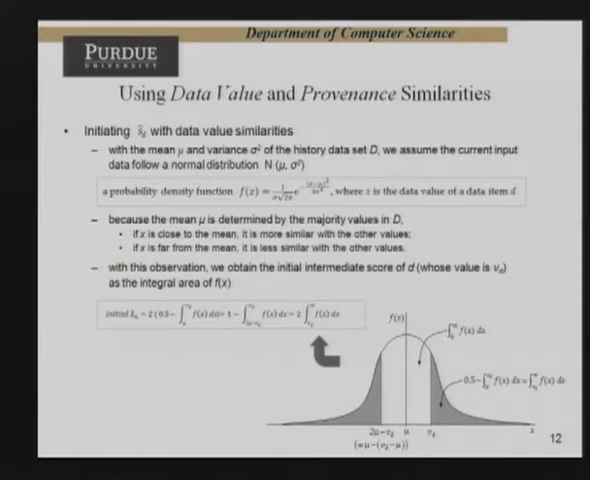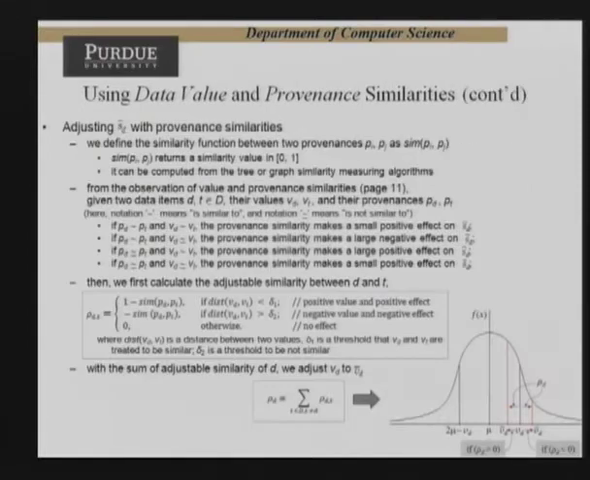With this observation, we measure the data similarity between two data items with the integral area of the normal distribution. This means that if the data is near the mean, it has high scores, and if it is far from the mean, then it has low scores. Next, we use the provenance similarity to adjust the score.